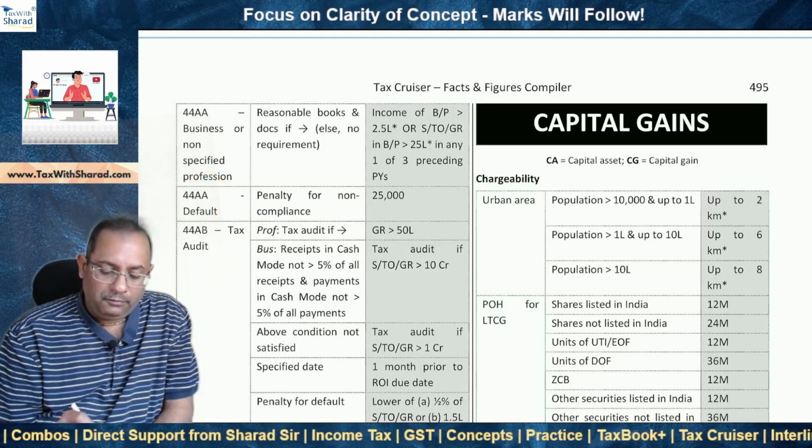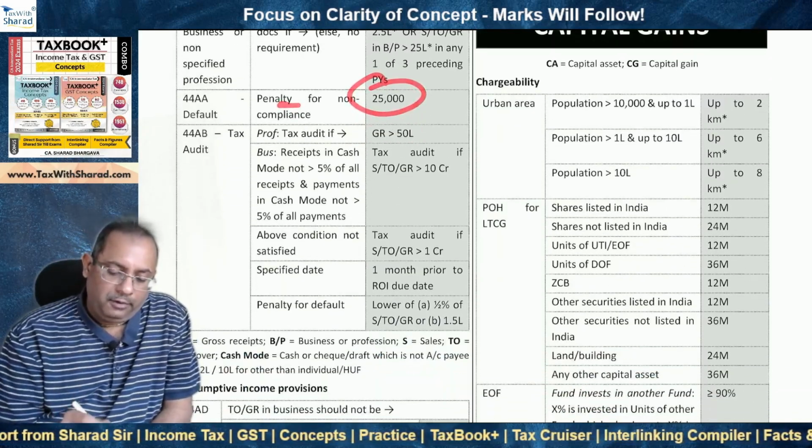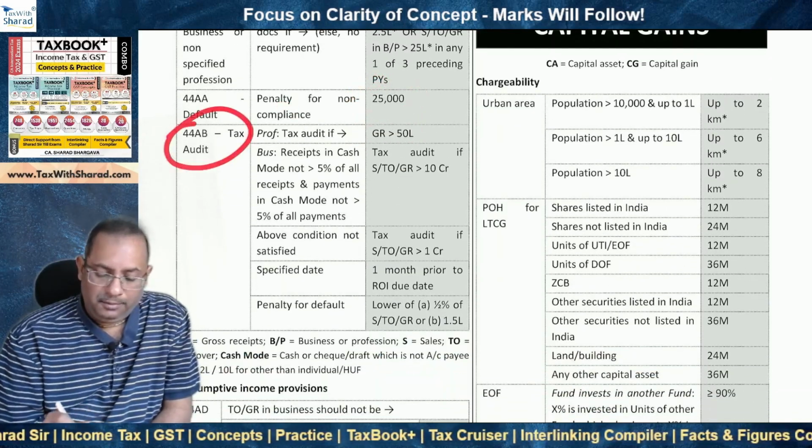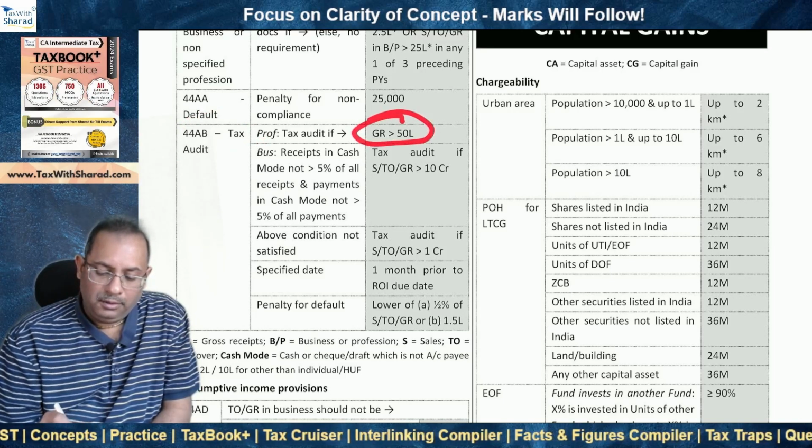In case of default for 44AA provisions, the penalty for non-compliance is 25,000. Now 44AB. 44AB is tax audit. In case of profession, tax audit is required if gross receipts are more than 50 lakh.